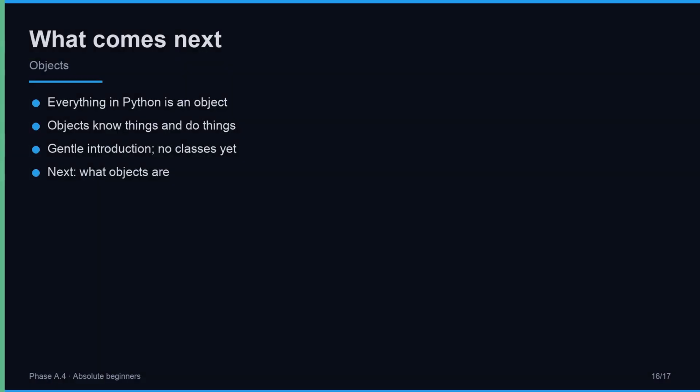Next we change direction. We meet objects, the idea that every value in Python can have things attached to it. Objects know things, called attributes, and they can do things, called methods. We keep it gentle, no classes, no object-oriented programming theory. Just the practical idea that a value can carry its own tools. Same slow pace. Objects, gently.